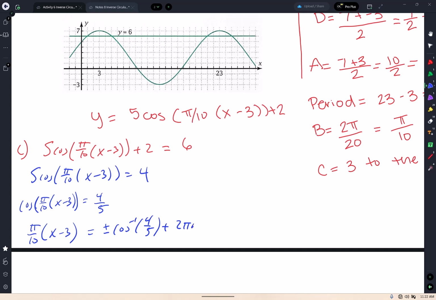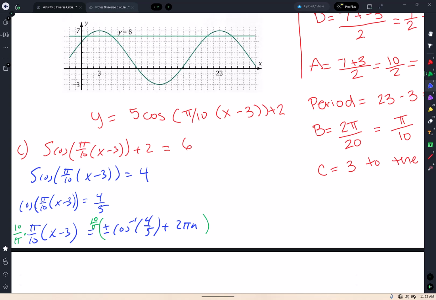Okay, now we're going to multiply. What am I going to multiply by? So anytime you do the arc cosine, that's when you include the divide, always. You can say divide by pi over 10. But what did we remember? We could also multiply by 10 over pi. Whatever you do to one, you do to the other.